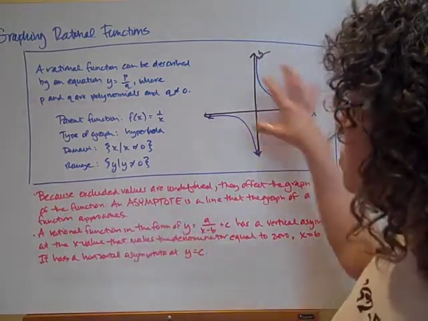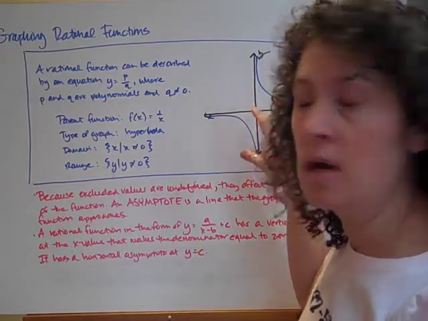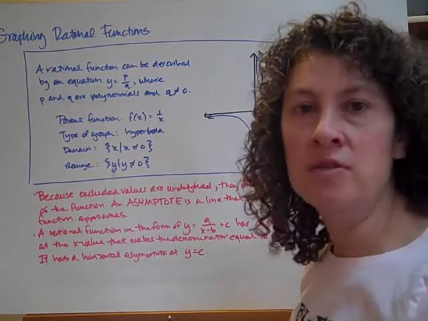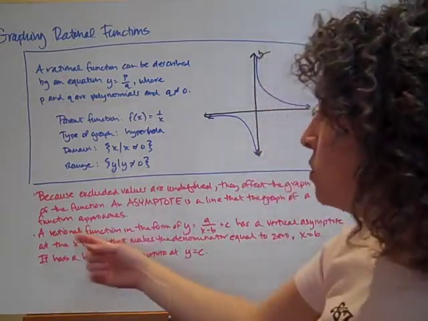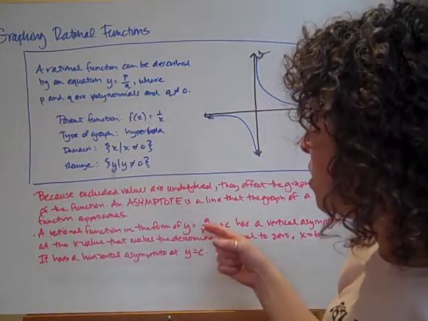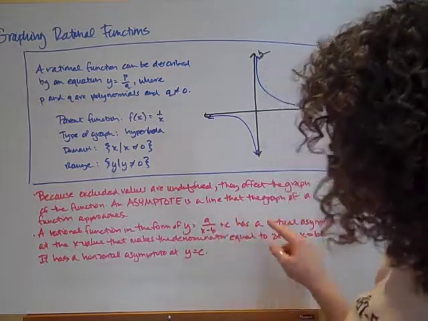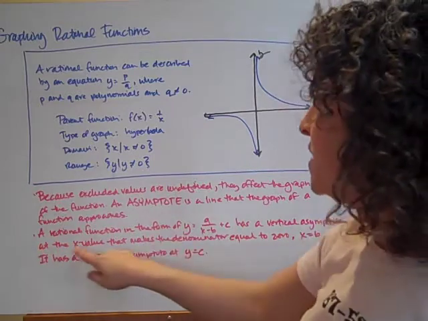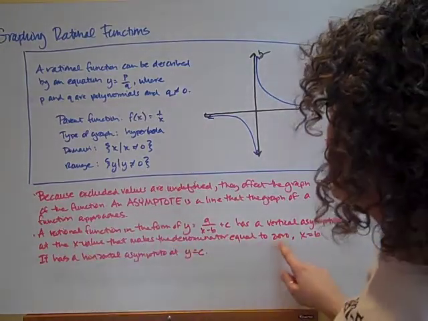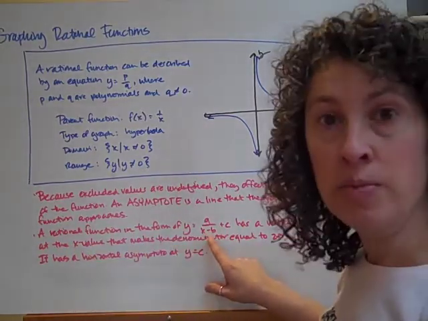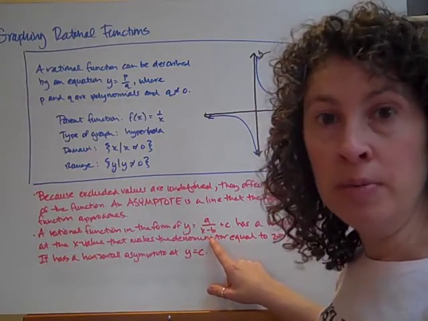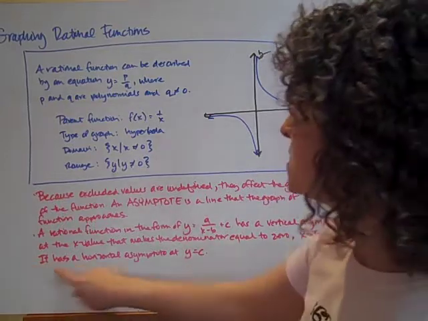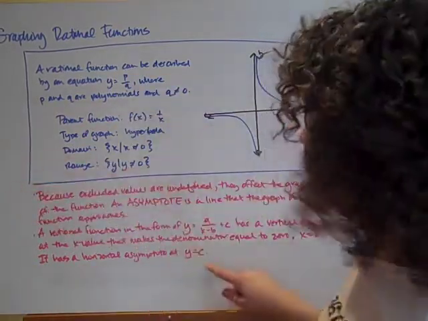And the asymptote can move. For the ones we've been working with, the asymptotes have really been the x and y axes, but they can be anywhere in the graph depending on the function itself. So a rational function in the form y equals a over x minus b plus c has a vertical asymptote at the x value that makes the denominator equal to 0, which, if x minus b equals 0, add b to both sides, x equals b. So this is your vertical asymptote. It has a horizontal asymptote at y equals c.